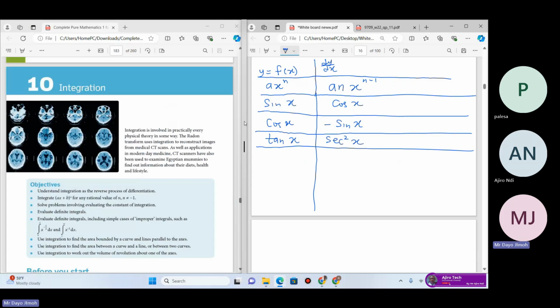So now tan x gives sec square x. What if you have sec x? If you don't have tan x in the syllabus, that means you won't have sec x. But the derivative is sec x times tan x.